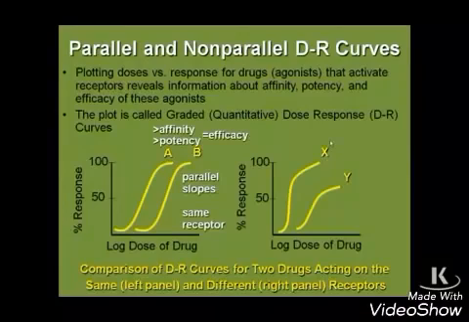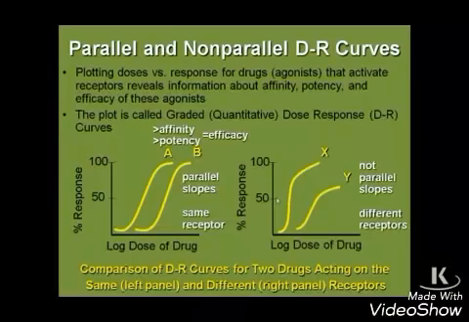Let's make the same comparisons with drug X and drug Y. First thing you want to notice is, can we compare their affinities? And you'll notice that their slopes are not parallel. What conclusion do you draw from the fact that their slopes are not parallel? You would conclude that the drugs work on different receptors. Drug X has its own receptor, and drug Y has its own receptor. Since they're different receptors, you cannot compare their affinities.